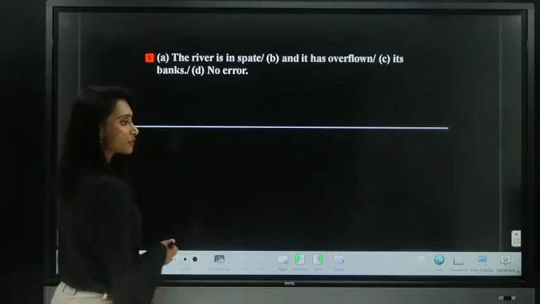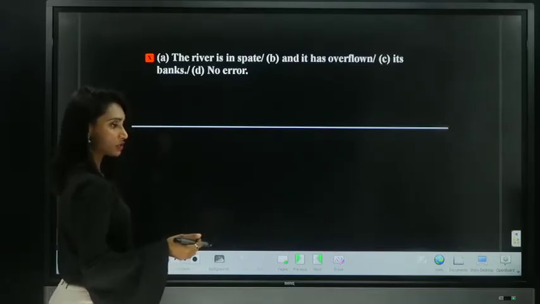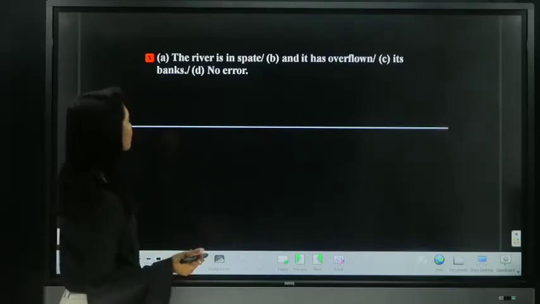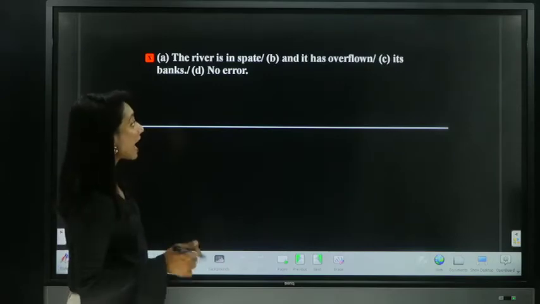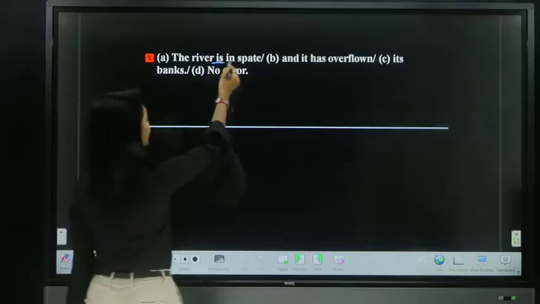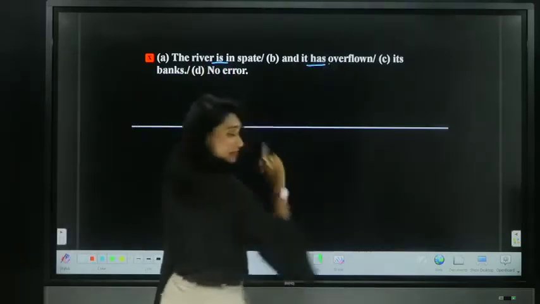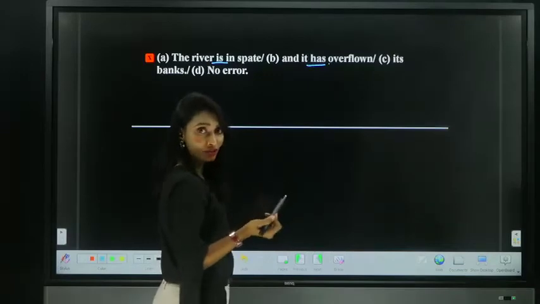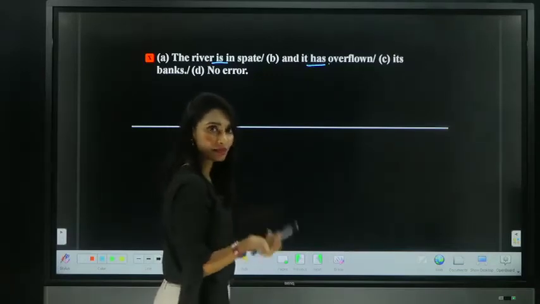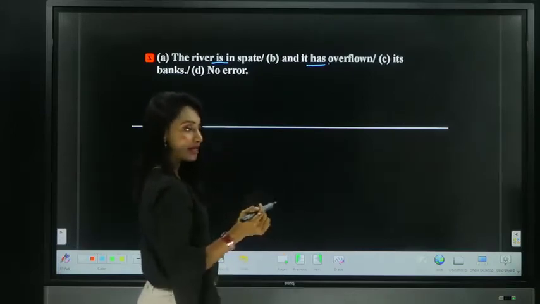Now, let me ask you, which part, Swapna, is it? Had for which part? You want it had overflown. But the sentence you see is present. It should be present only. Present connects with present only, not past. Present, present continuous, simple present with present perfect is possible, not with past perfect.